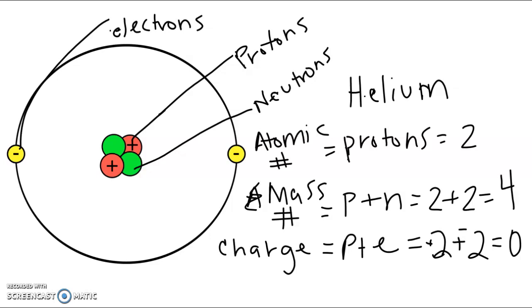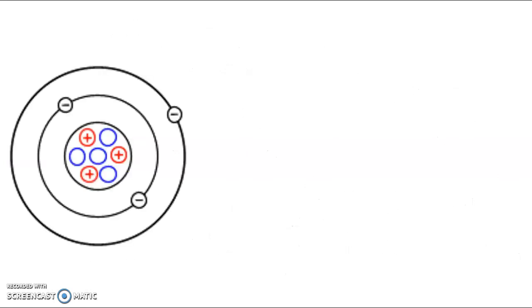I'm going to try one more example with you on determining the atomic number, the mass number, and the charge from the Bohr model. In this example, I'm going to first identify what element this is. I'm going to count the number of protons to determine the type of element. In this case, I have 3 protons. So I know that this is lithium.